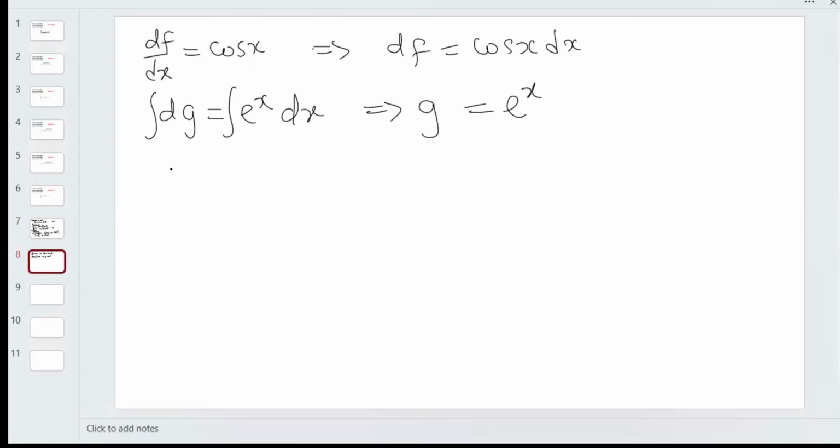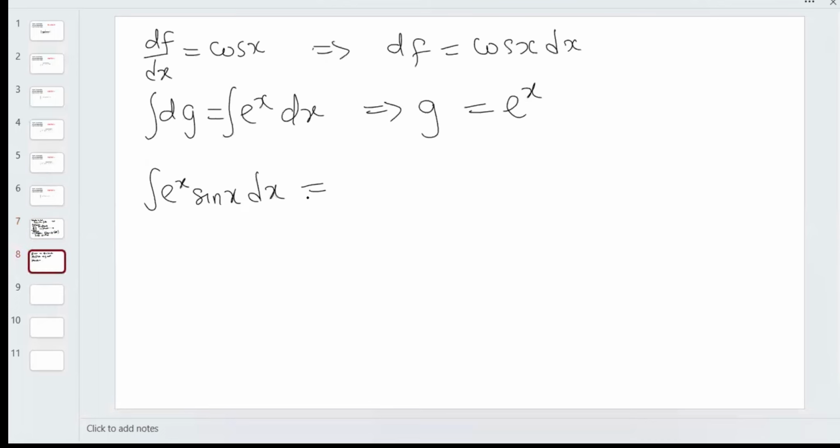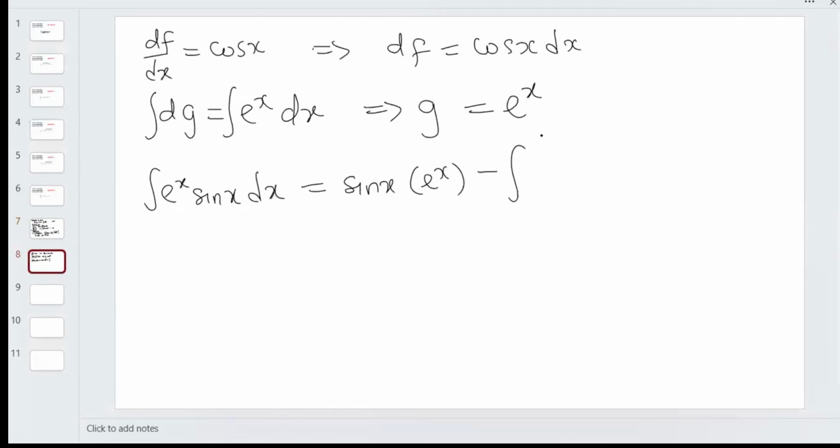Therefore, the integral of exponential x sin x dx is equal to fg, where f is sin x and g is exponential x, minus the integral of g, which in this case is exponential x, times df. This is df right here, so that is cos x dx.